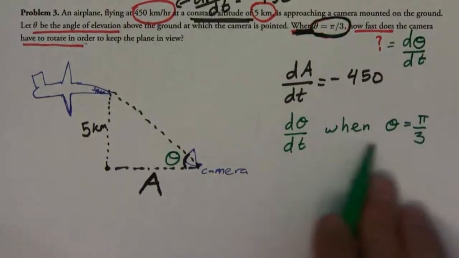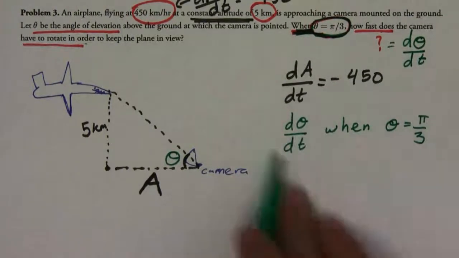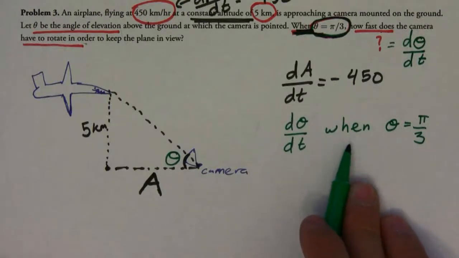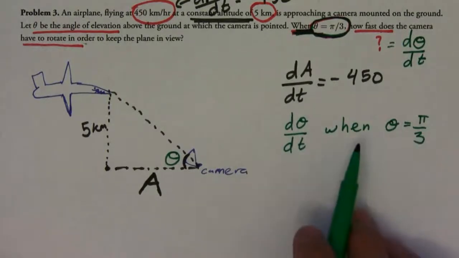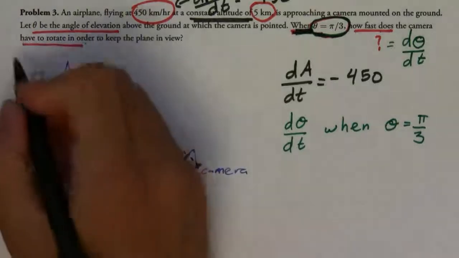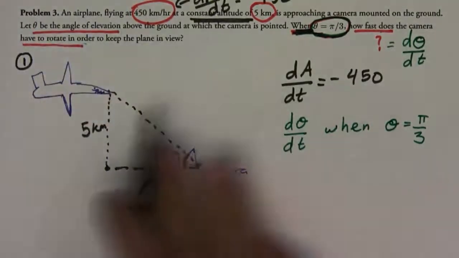And this is key. Setting up the actual question that you are trying to find the answer to is really, really important, because otherwise you can't answer the question. Okay, so that is, remember, step 1, drawing a picture and labeling everything.